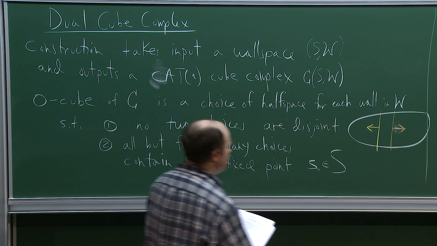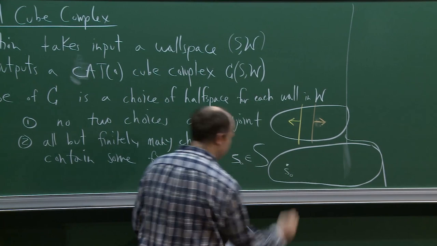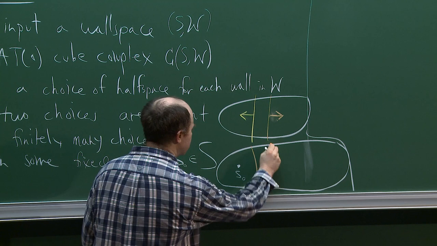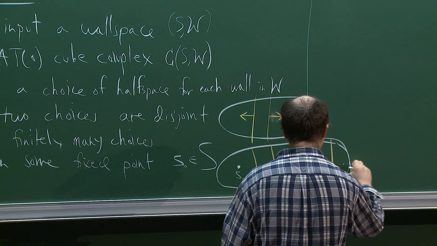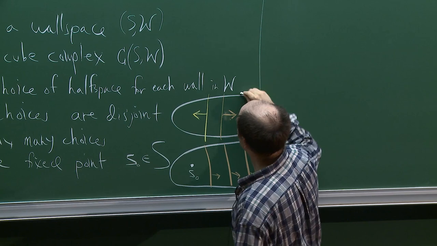This indicates the sort of behavior that we don't accept, although it can fail in other ways. So here's our point s zero in the underlying set of the wall space. And then maybe there's a sequence. It doesn't have to look quite like this, but that's the easiest way to get the idea across. This is not allowed. So these are forbidden.